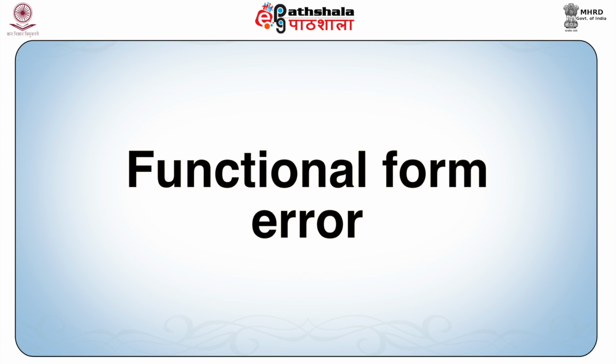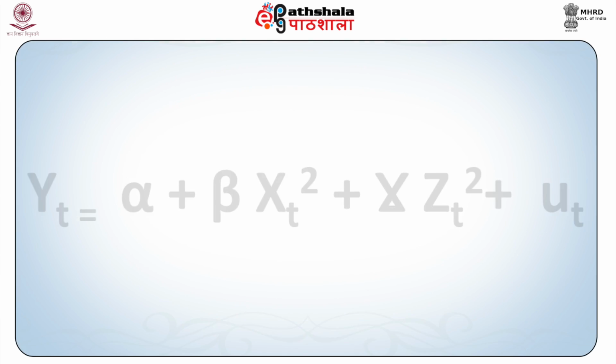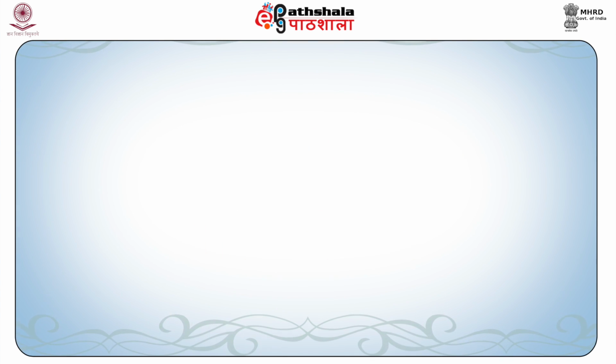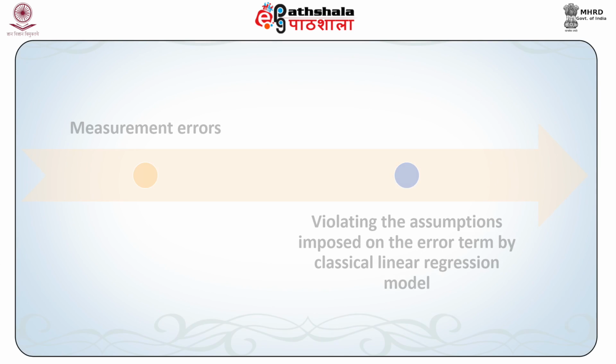Functional form error. Supposedly, the estimator estimates the following model: yt is equal to alpha plus beta xt square plus gamma zt square plus mu t. By estimating this equation, the estimator is making an error of using the wrong functional form for the model. Error structure of the model. The possible problems in estimation that result from the error structure can be listed as: 1. Measurement errors, 2. Violating the assumptions imposed on the error term by classical linear regression model.